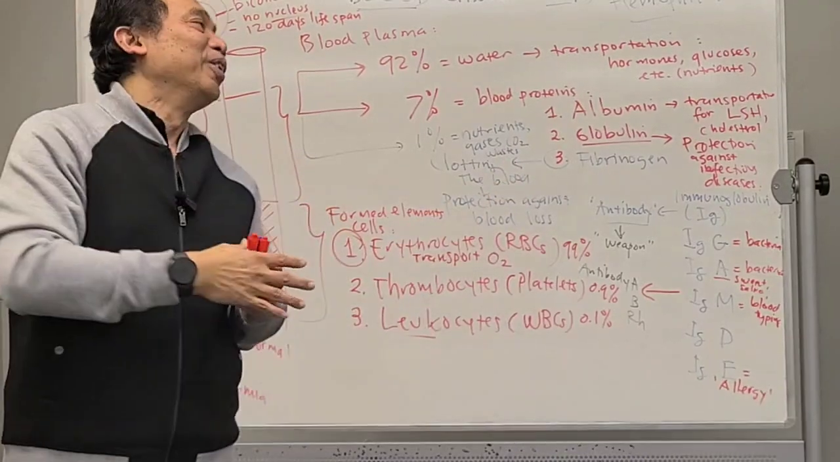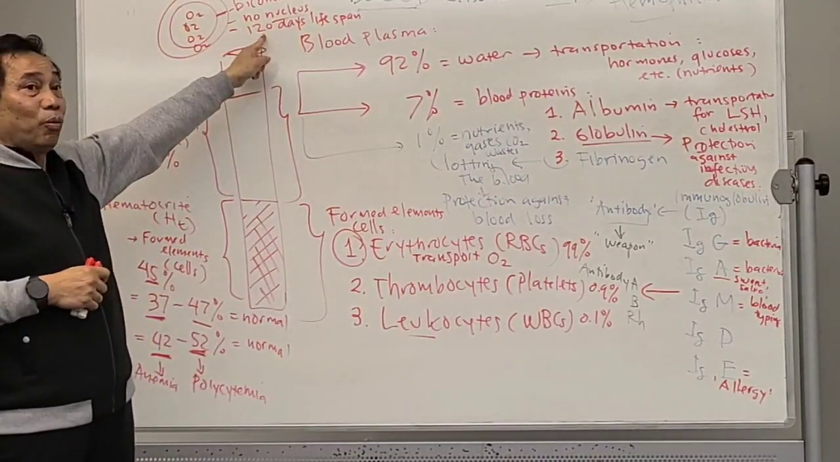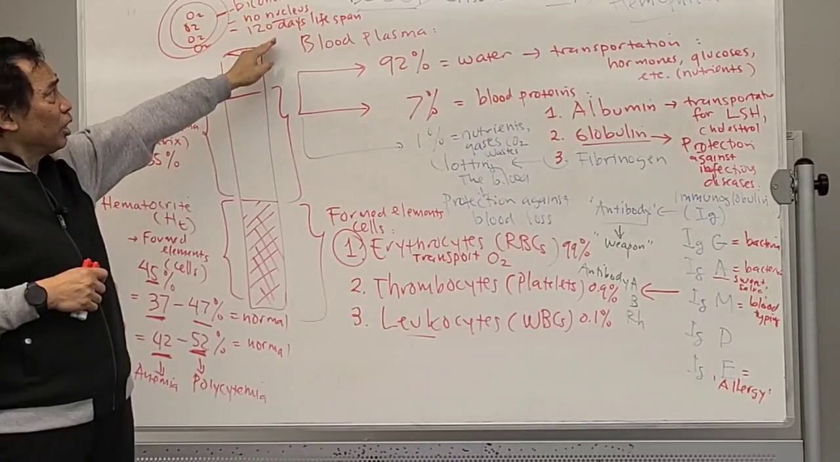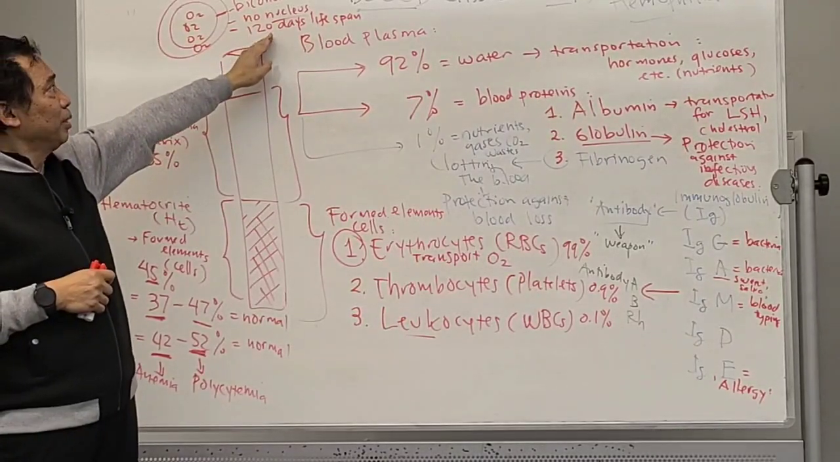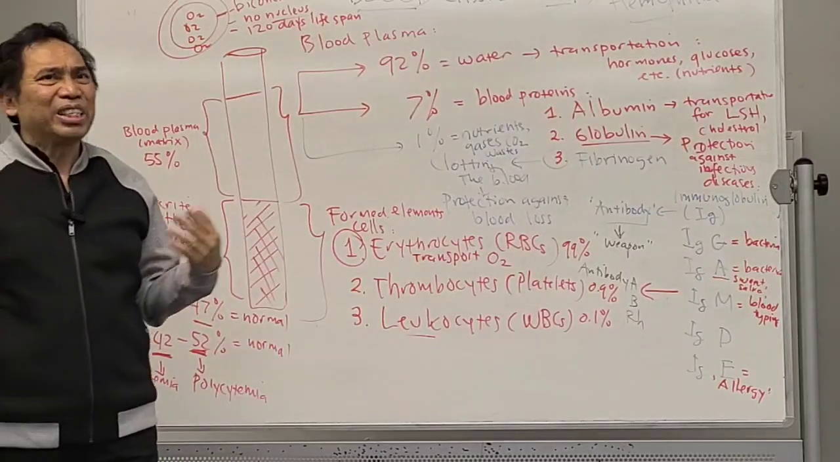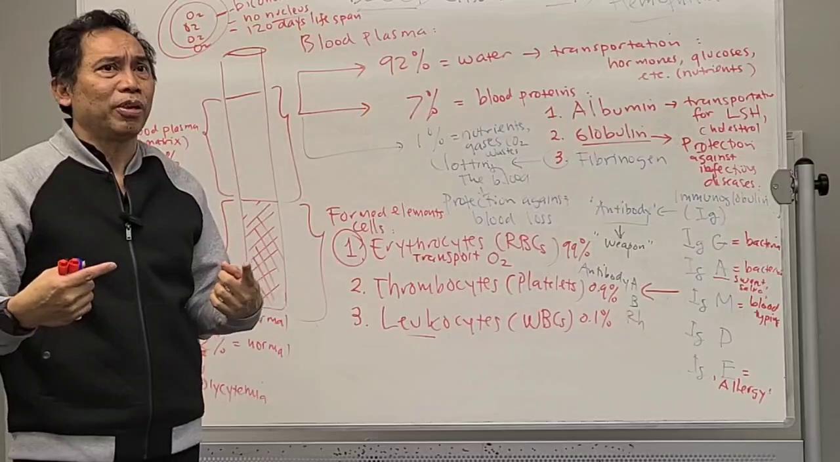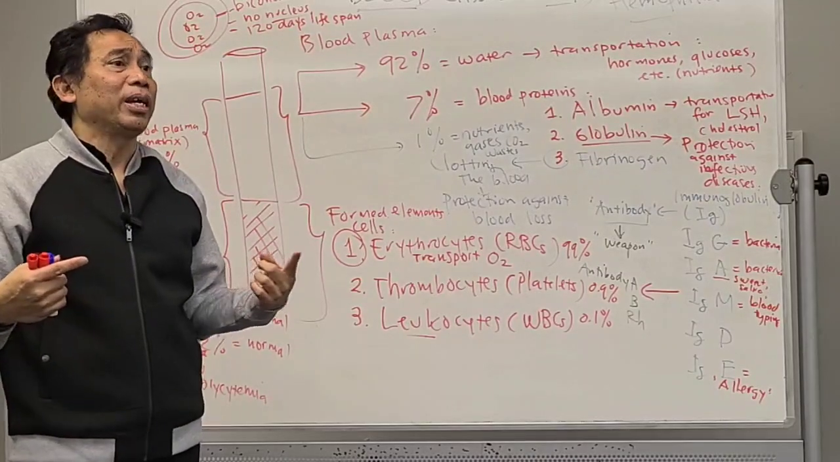So this is why the red blood cell will not stay forever. Because what? Because they don't have a nucleus. Why don't they have a nucleus? Because they need space to carry a lot of oxygen. Oxygen is very important for us. Without oxygen, we die.